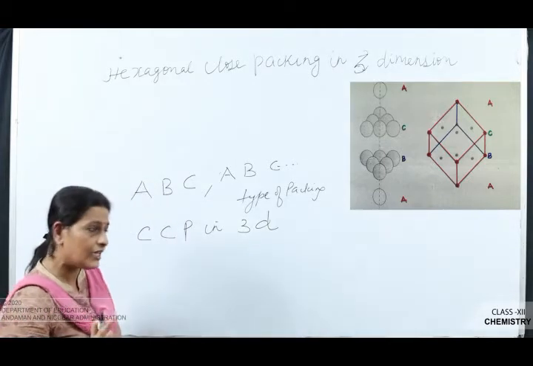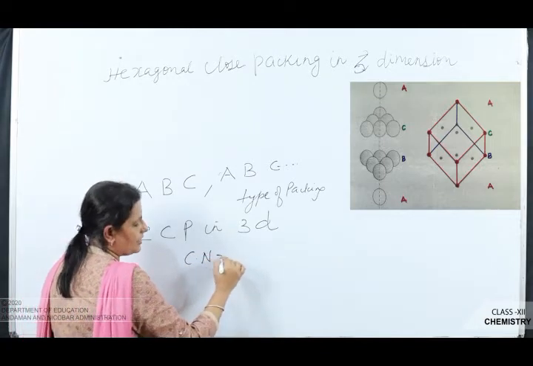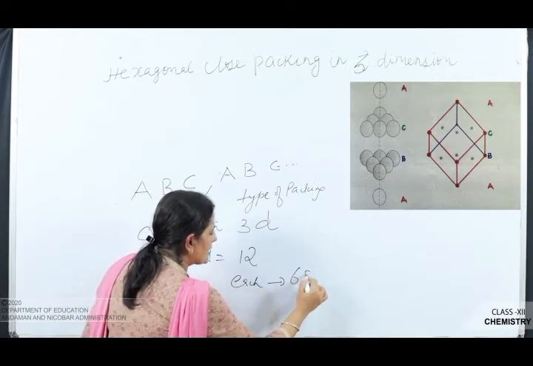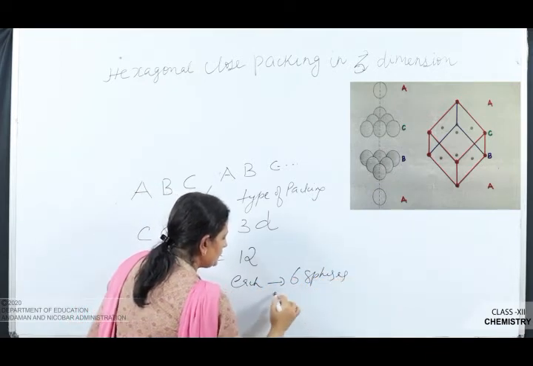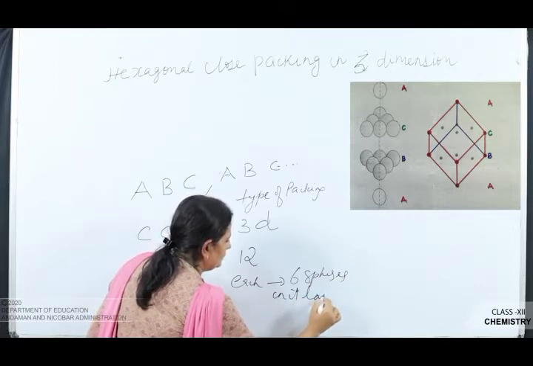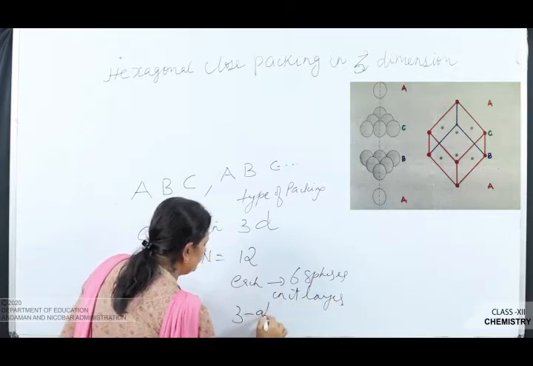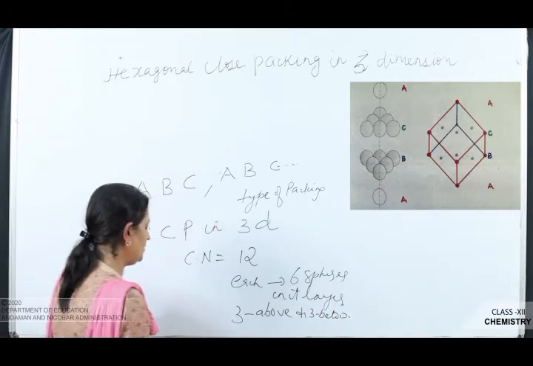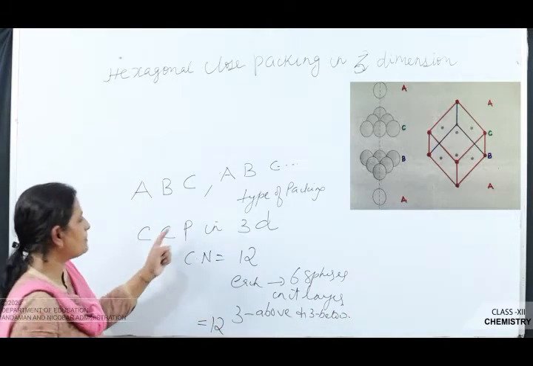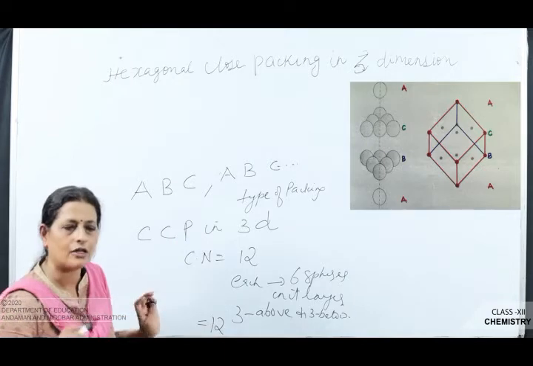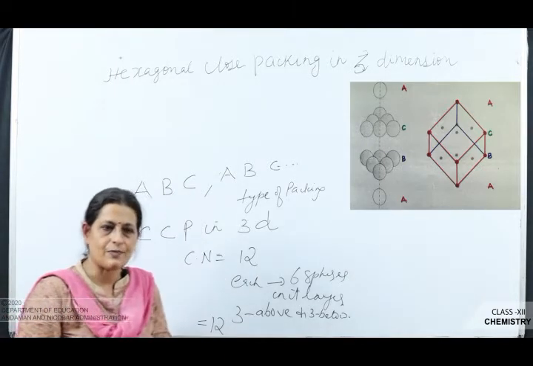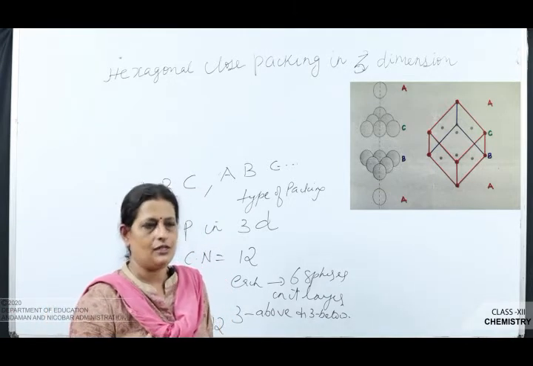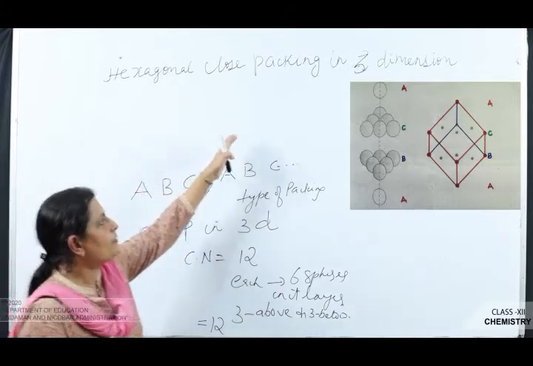Now see the figure also. Here also the coordination number remains the same, that is 12. That is, each sphere is in contact with 6 spheres in its layer, 3 above and 3 below. So what will be the coordination number? 12. So for cubic close packing and hexagonal close packing in 3 dimension, the coordination number is the same. That is, each sphere is in contact with 6 spheres in its own layer, 3 above and 3 below. Is it clear?